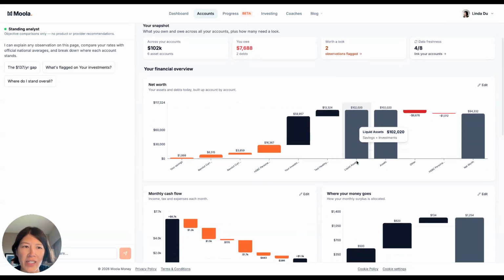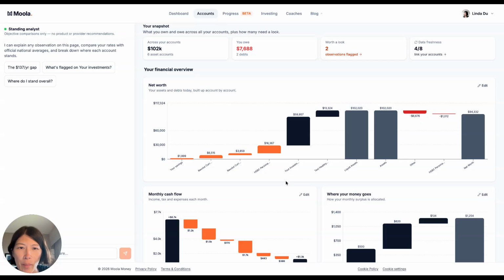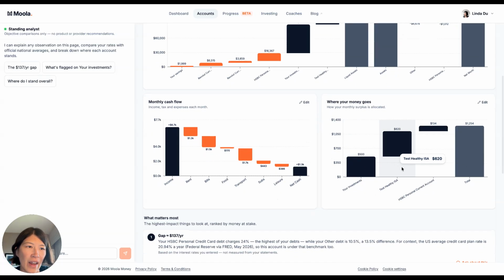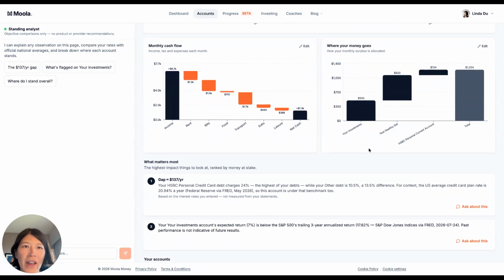You might recognize these waterfall charts from when you were completing the onboarding, but I basically see a build up of all of my assets, a summary here of my assets, and then coming down again with my debt so that I get to my net worth. I can also see my monthly cash flow and where all my money goes. So that 1.3 thousand dollars going into the different accounts. This is what my regular month to month looks like.